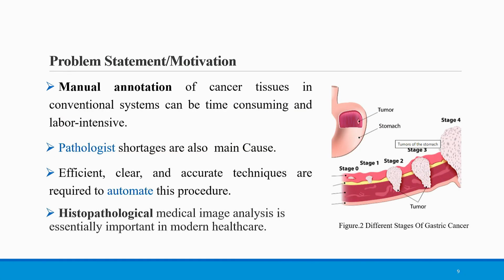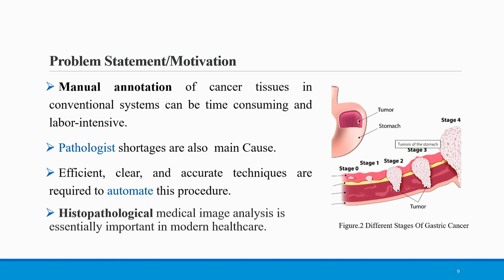So what is actually the problem statement? What is the idea behind this whole work? Manual annotation of cancer tissue is the conventional system, which can be time consuming and labor intensive. Pathologist shortage is also a main cause. Efficient, clear and accurate techniques are required to automate this procedure.